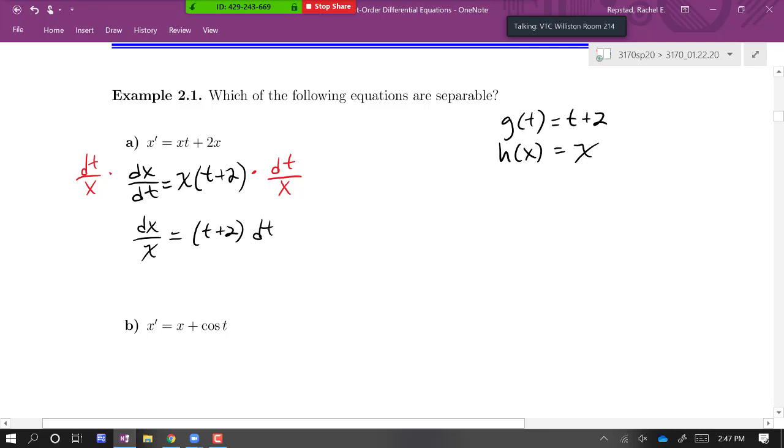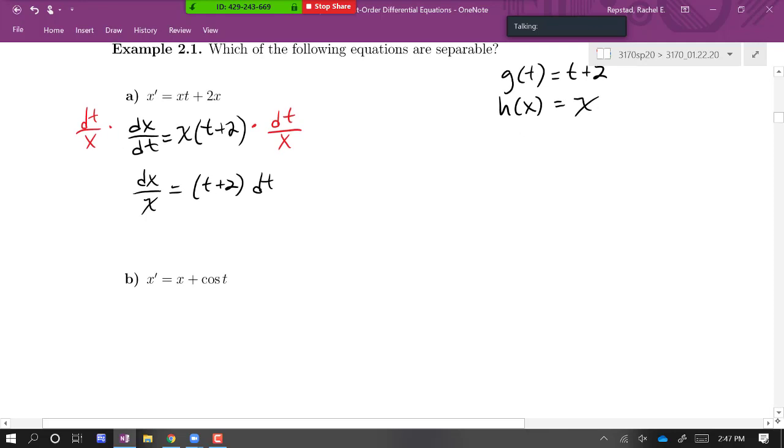But notice that on this equation that we've just written, my dx's are with the x, my dt is with the t's. There's no mixing of t's and x's on any side of the equation. So this one, just to answer the question, is separable. How about the next one?